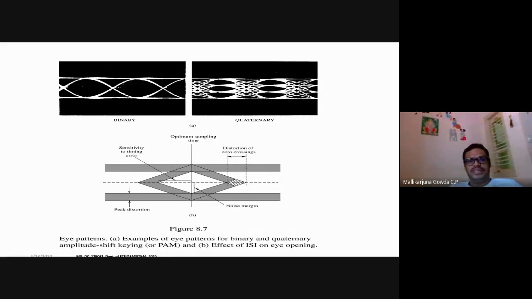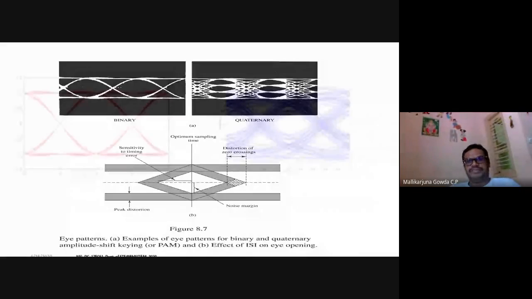They will ask, write a brief note on the eye pattern. So you have to take some example, draw this diagram, and explain all these terms. I will throw some more light on this with proper explanation. I will come back to this.